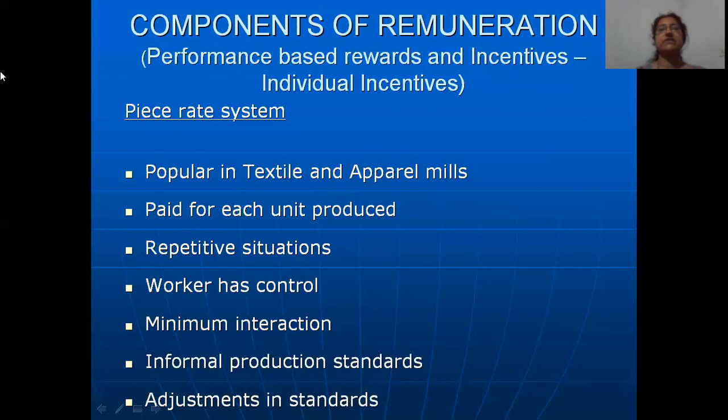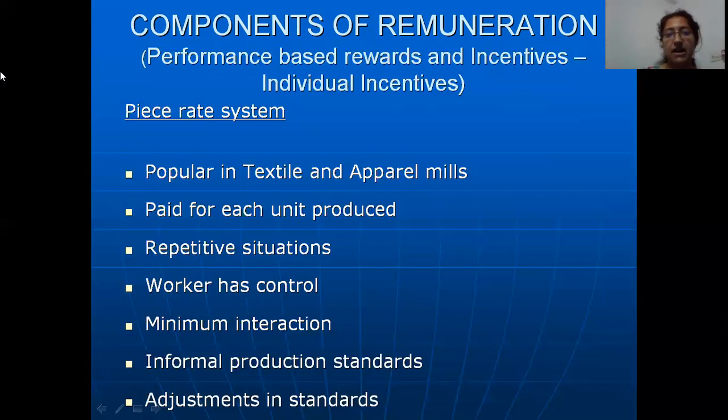Now, the piece rate system is mostly done for the blue collared workers, the ones who are working on the shop floor, in the production line or the assembly line. A piece rate system can also be followed for slightly higher level workers, the higher level employees.